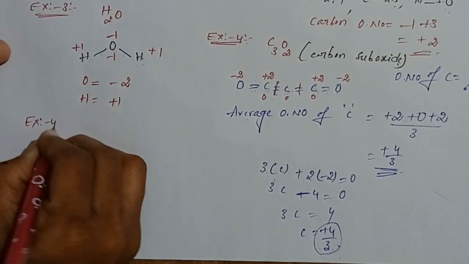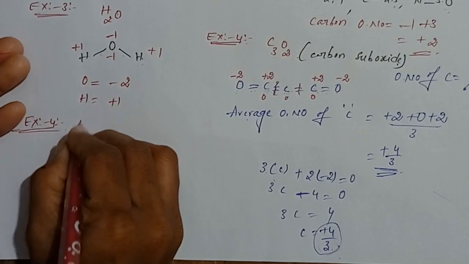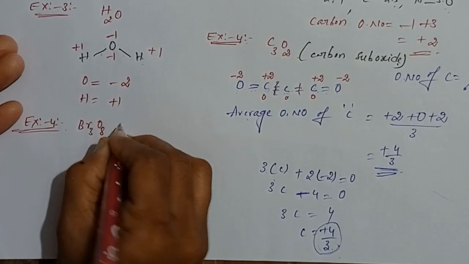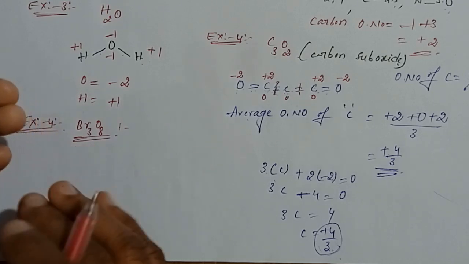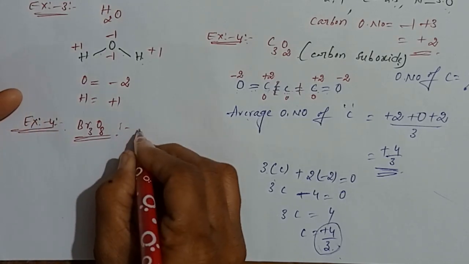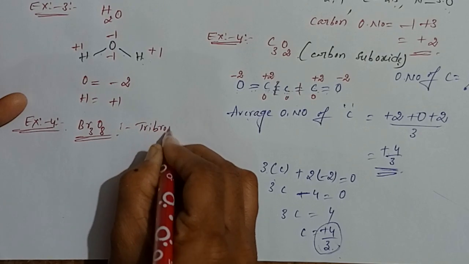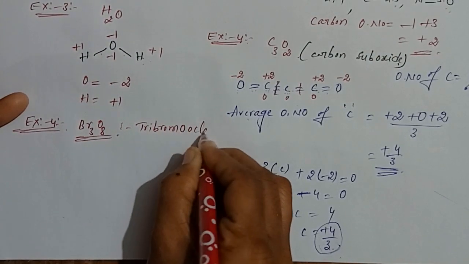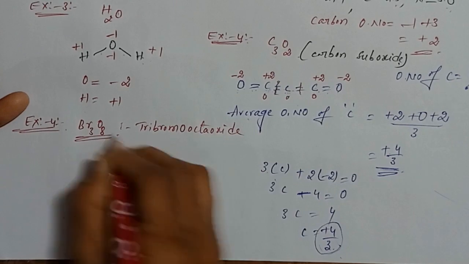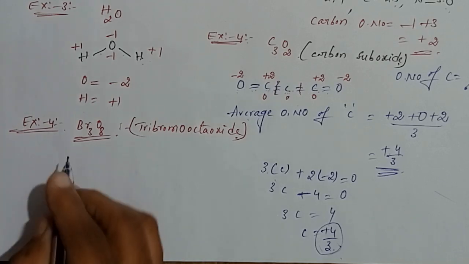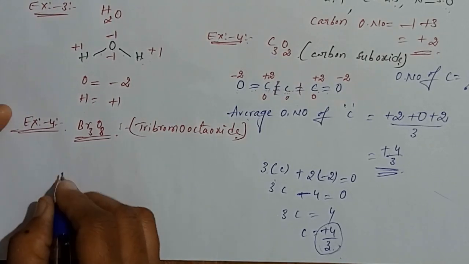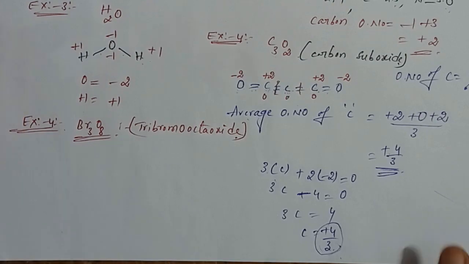Br3O8. So what is Br3O8, students? Tribromo octa oxide. Clear? This is the name of Br3O8. Now coming to this formula, Br3O8, and its structure. Here the place is not sufficient, so I am taking one more page.